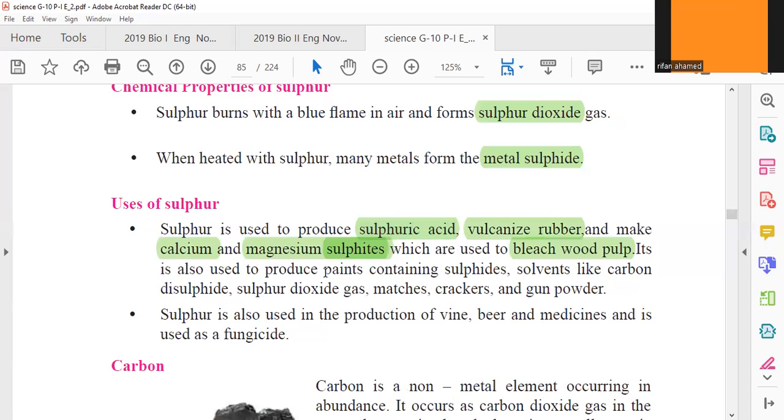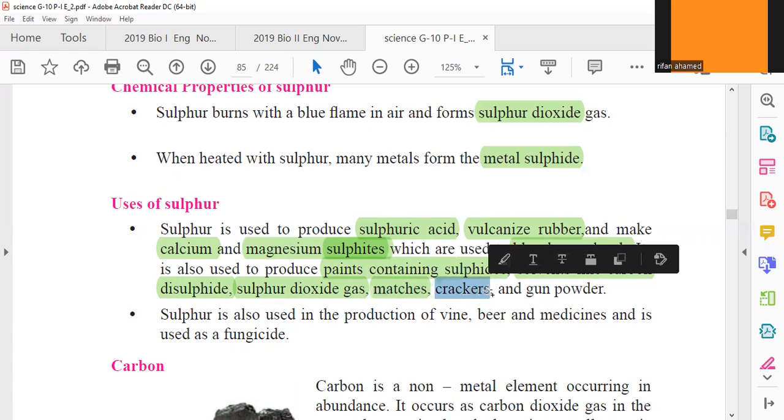Further, sulfur is used to make paints containing sulfides. Sulfur is used to make solvents like carbon disulfide. Sulfur is used to make the gas sulfur dioxide, which is used to make sulfuric acid. From sulfur, we make matchsticks and crackers. When a matchstick or cracker burns, the bad smell is due to sulfur dioxide. It is even used to make gunpowder.